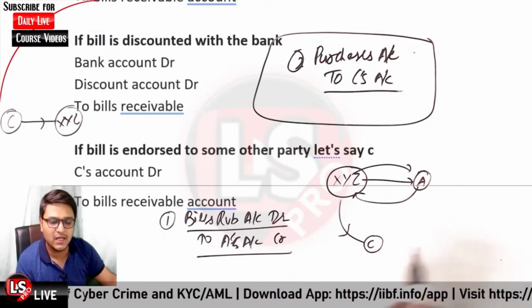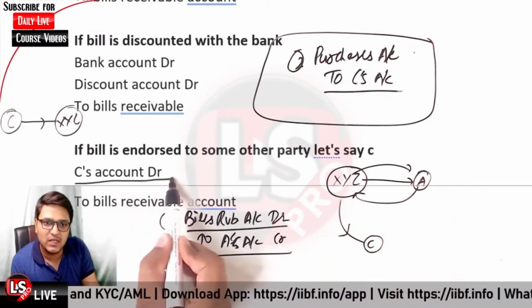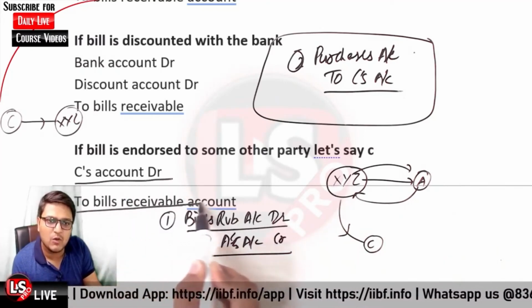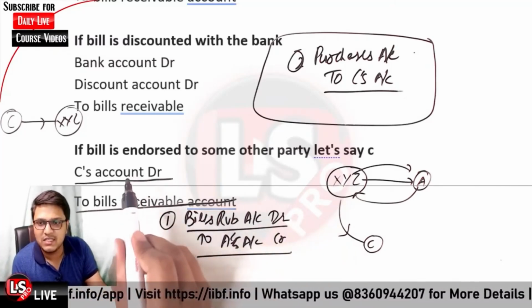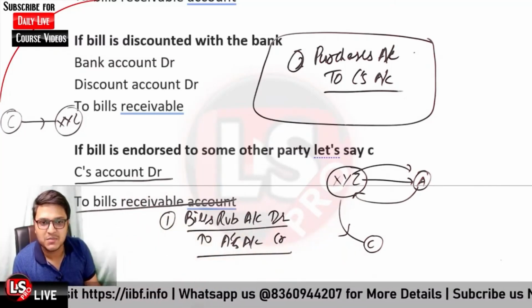Now what would be the journal entry? C's account is to be debited and bill receivable account will be credited. So we are nullifying the bill receivable account with C's account. Okay, are you getting my point?